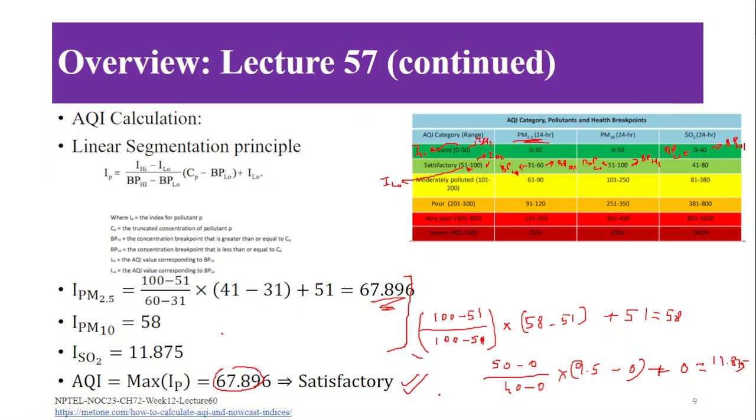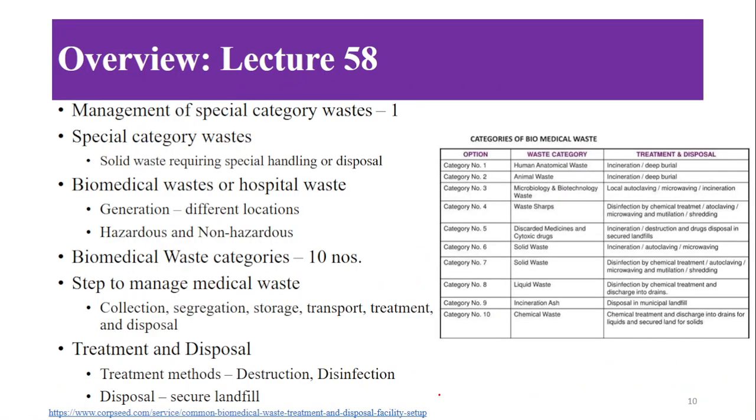The lecture 58 dealt with the management of special category waste. And the special category wastes are solid waste which require special handling or disposal. And in that, it discussed the biomedical waste or hospital waste. Firstly, the generation of these biomedical waste can be through different locations in a hospital or a clinic or a nursing home or a dental clinic, and these can be either hazardous or of non-hazardous type.